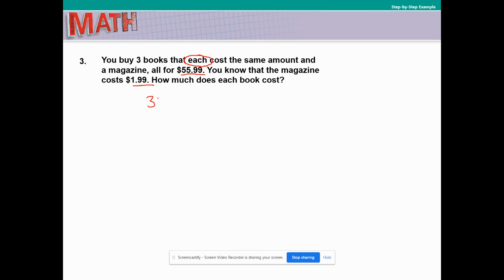3 books and a magazine. So I'm going to put plus a magazine cost. So that means like sort of the total equals $55.99. Sort of like a brainstorming step. What does this mean? Now, you know that the magazine costs $1.99, so this is going to get switched with $1.99 equals $55.99. And here we have 3 books. How much does each book cost?